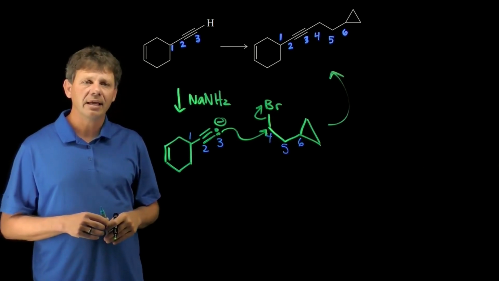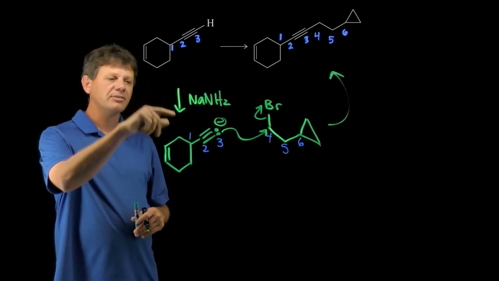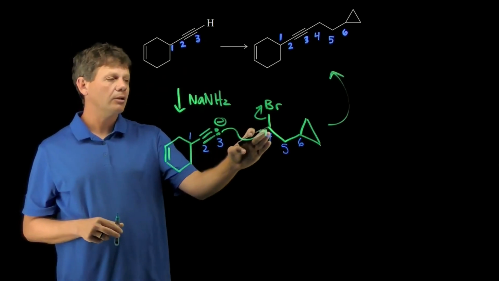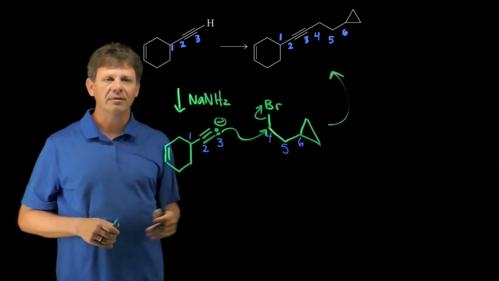So to clarify the answer to this question, we're going to add a base, make the terminal acetylide anion. That anion will displace the bromide to give us this product.